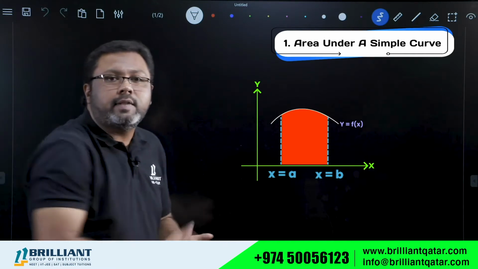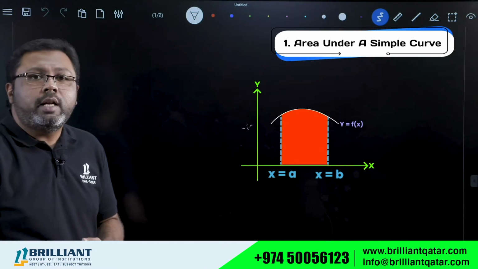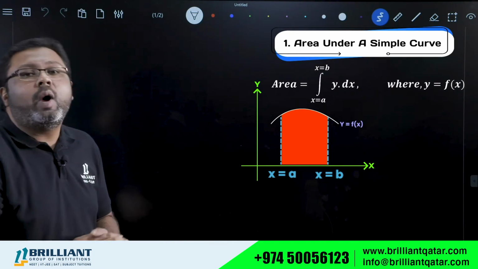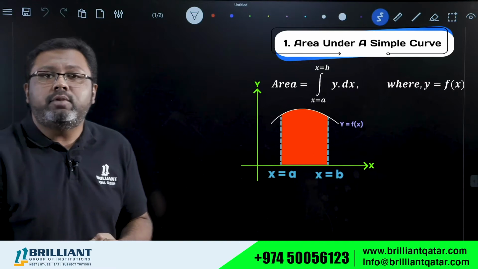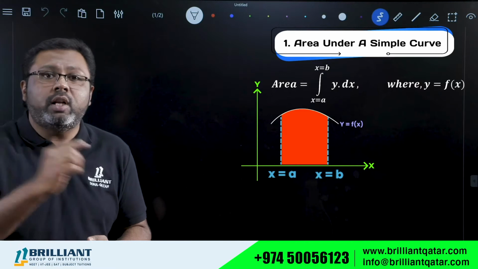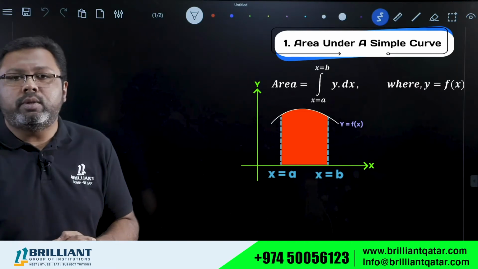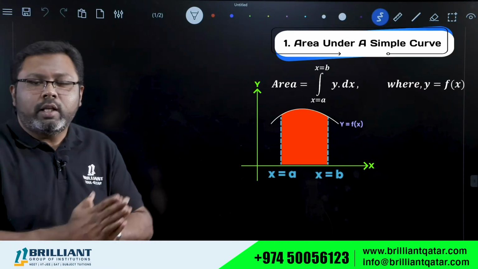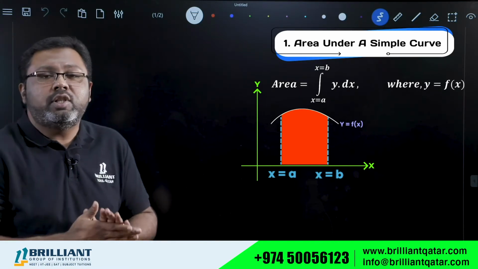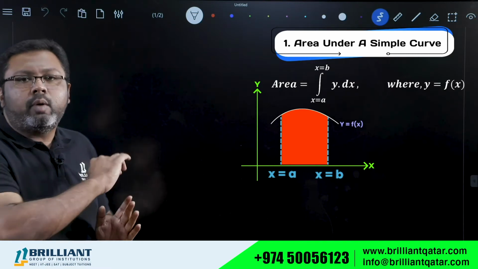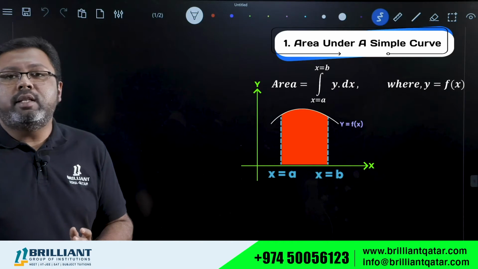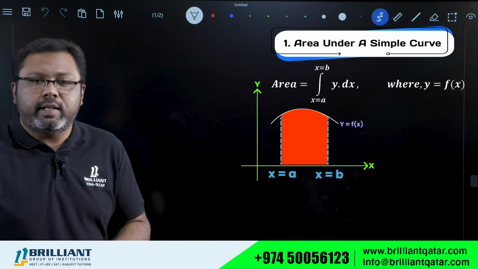And the expression is so simple. It is integral of a to b y dx, because the expression for the area is the expression under the curve y is equal to f of x. So you have to do the definite integral a to b y dx, which computes the area under y is equal to f of x up to the x-axis.